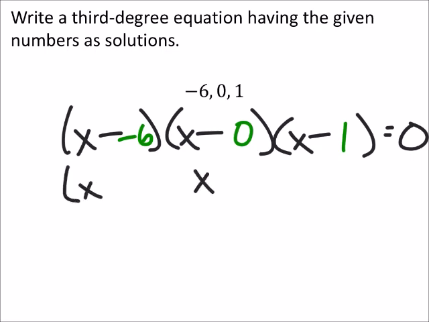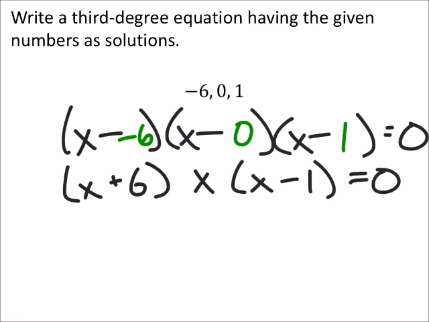So we've really got x times x plus six times x minus one equals zero. Now here's what I would do on this: you can either rearrange this, have the x in front and then distribute, and then distribute again. We don't really need to though. I can distribute the x into this set of parentheses. I am not distributing that x into the other parentheses because that's different.